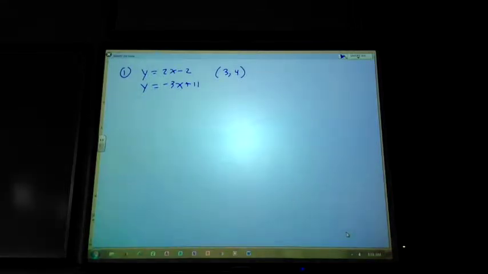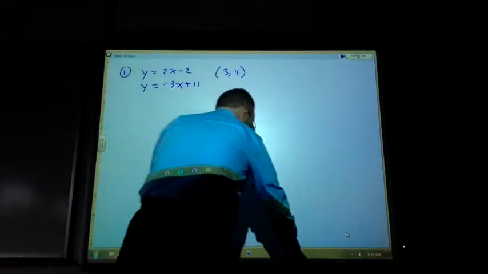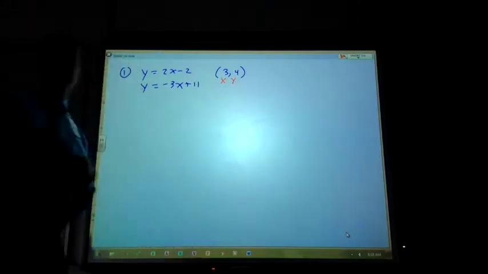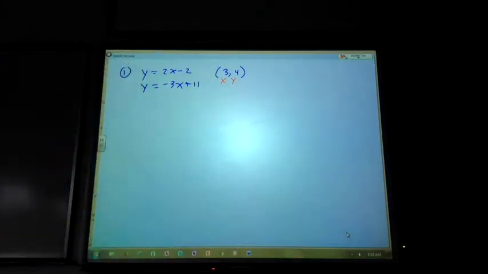So what we're going to do is we're going to take 3, 4, and we're going to plug it into both the equations, and we're going to see if we get true on both of them. Now, if it's true on one of them and not the other, it's not going to be the solution to the answer where it's crossed.